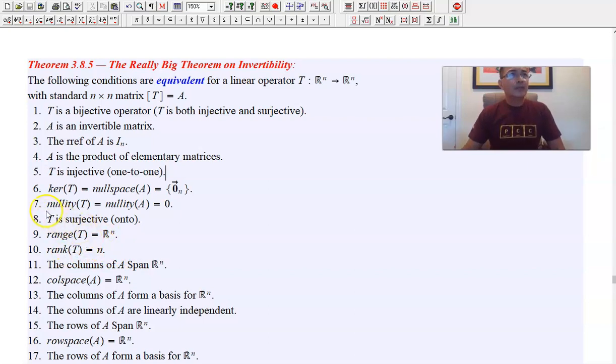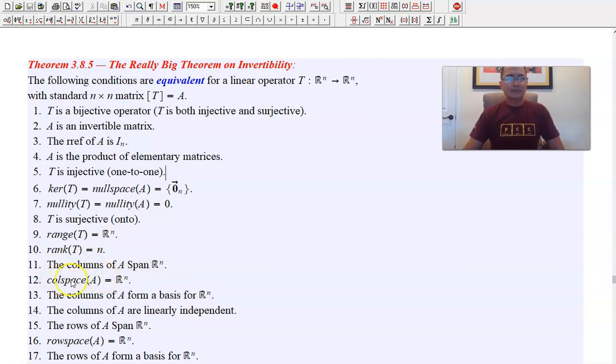Okay, so what are we seeing here? 5, 6, and 7 are all variations on the same theme. 8, 9, and 10 are also variations on the same theme. But wait, of course there's more. What is the meaning of the range? It is the span of the columns. So if the range is all of Rn, then the columns of A must span all of Rn.